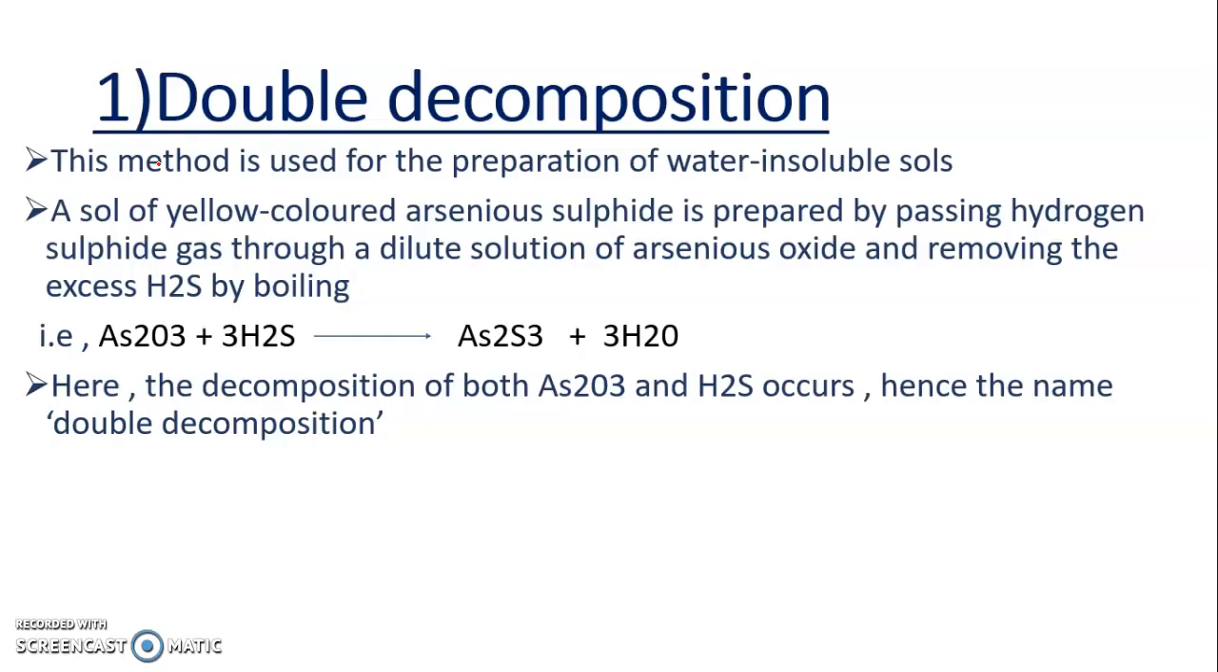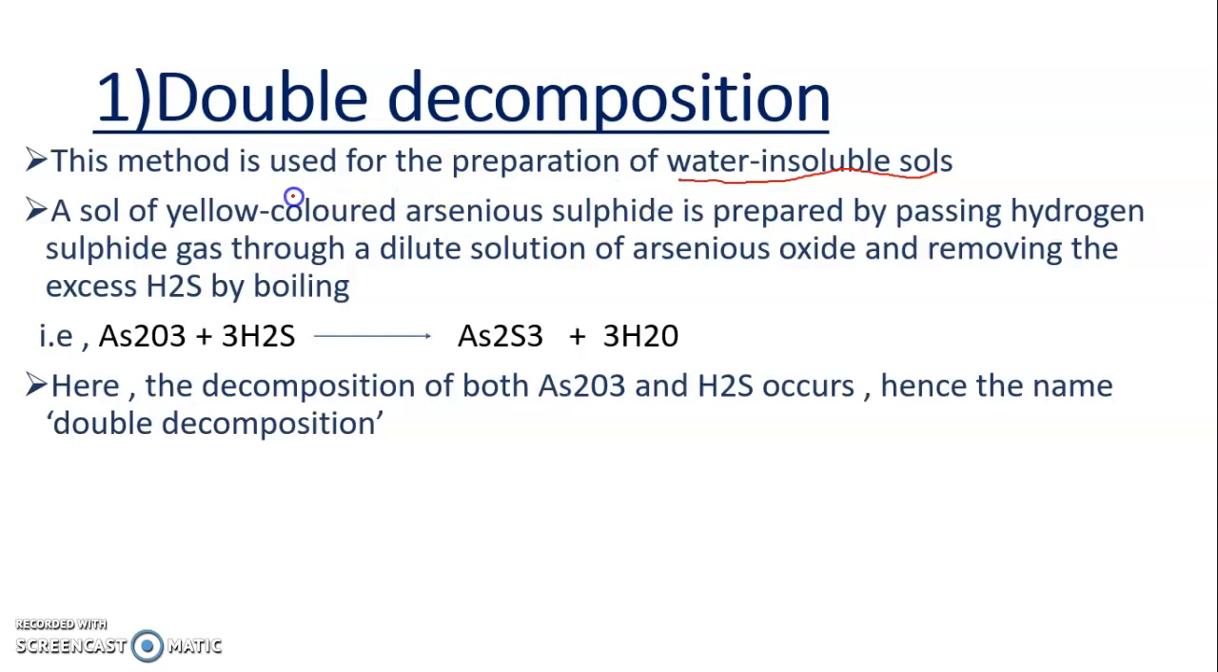The first method is double decomposition. This method is used for the preparation of water insoluble salts. Example, a salt of yellow colored arsenious sulfide is prepared by passing hydrogen sulfide gas through a dilute solution of arsenious oxide and removing the excess hydrogen sulfide by boiling. The reaction is given here. Arsenious oxide plus H2S gives arsenious sulfide and water.